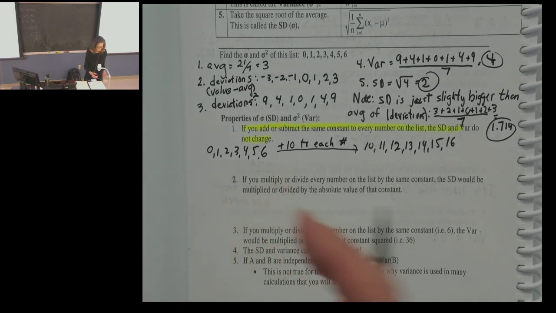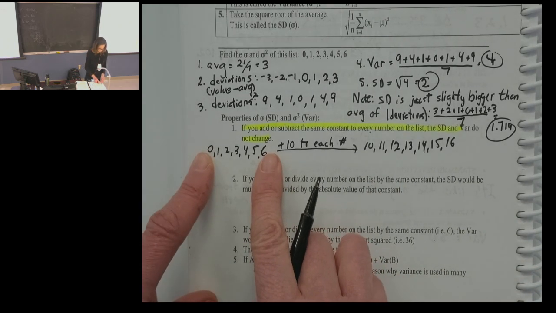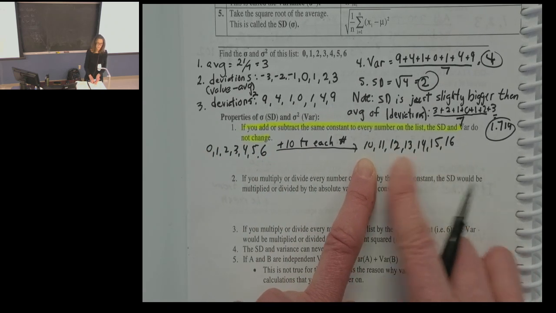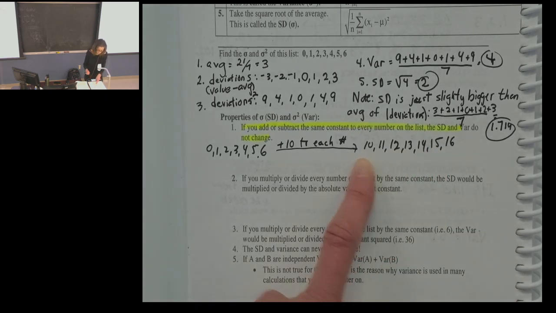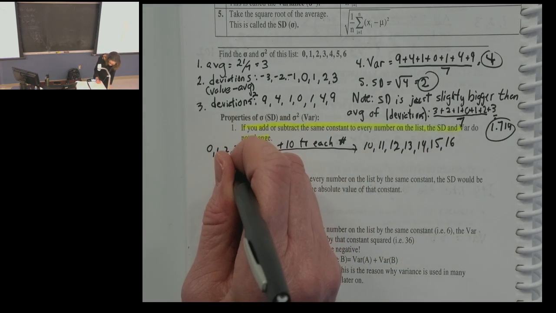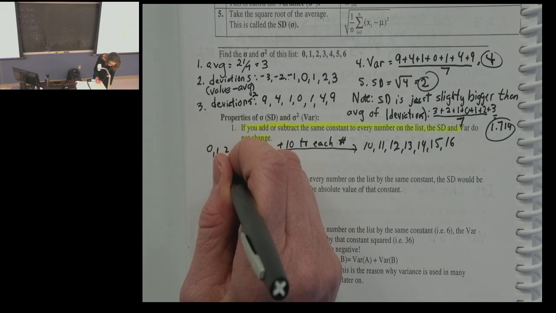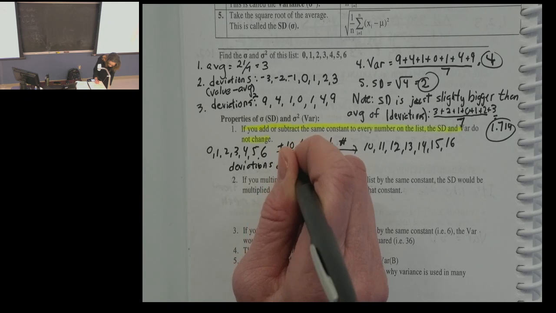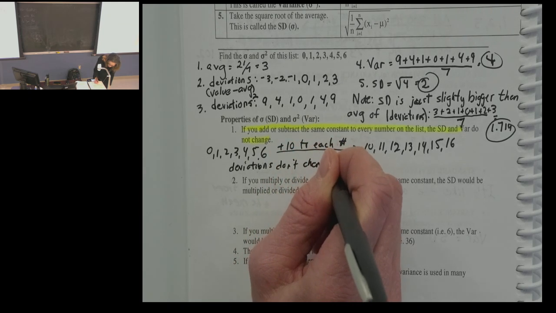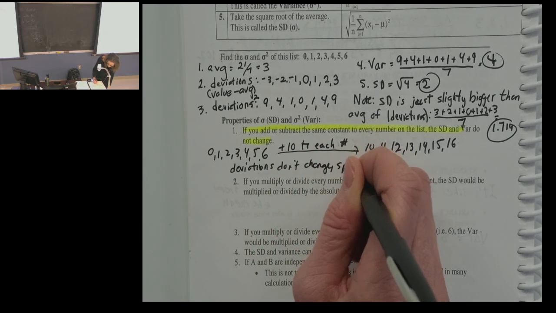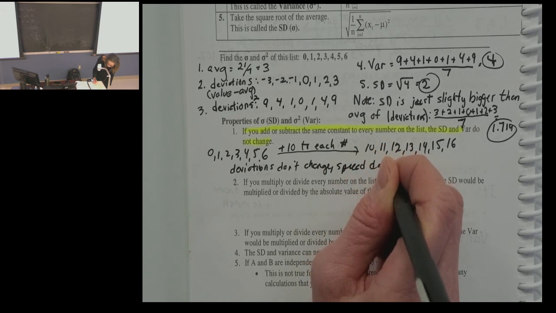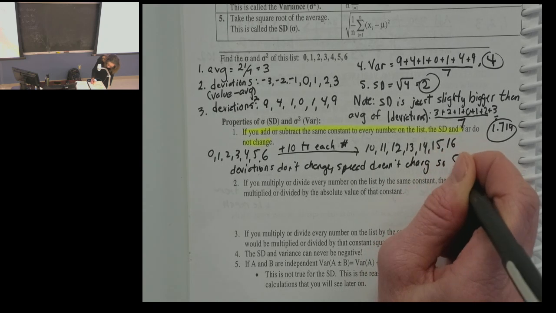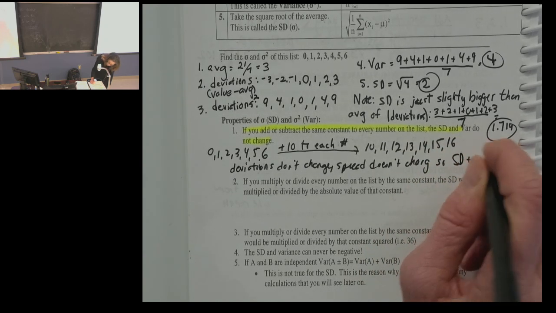So, in other words, graphically, you could just see it. You're just taking these numbers and shifting them. You're not changing the spread around the average. So the deviations are the same, the spread is the same. Deviations don't change. Spread doesn't change. So standard deviation and variance don't change.